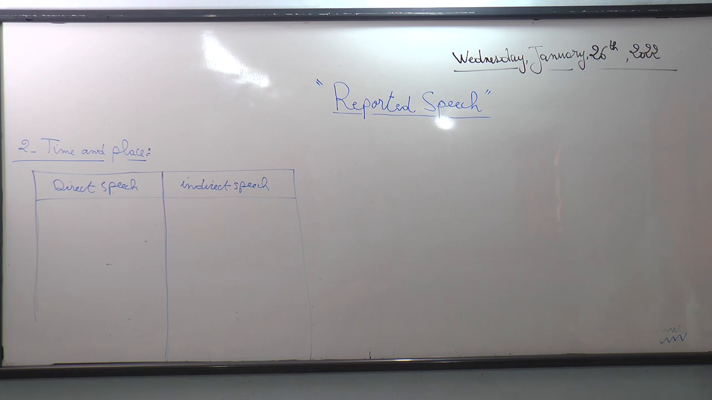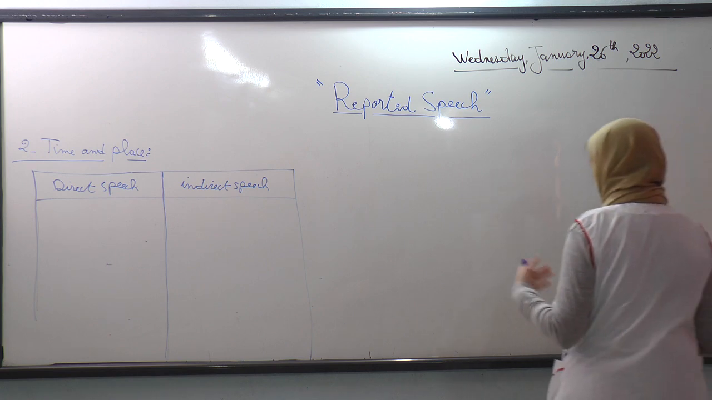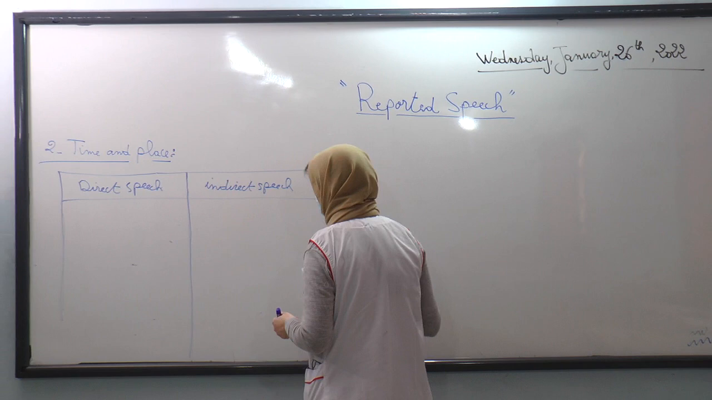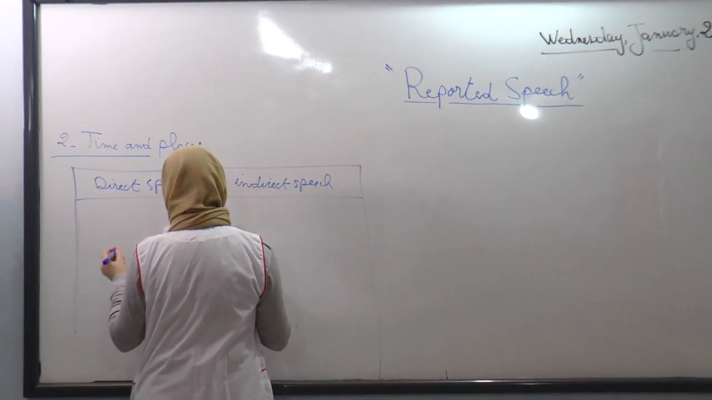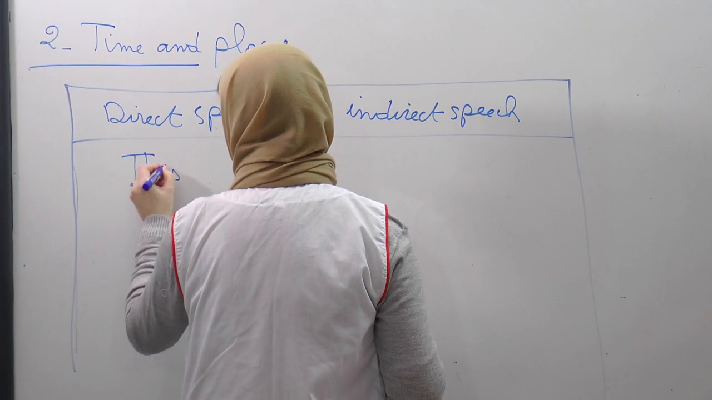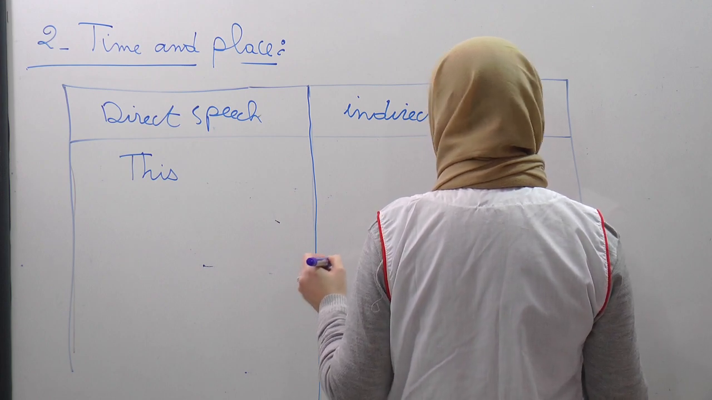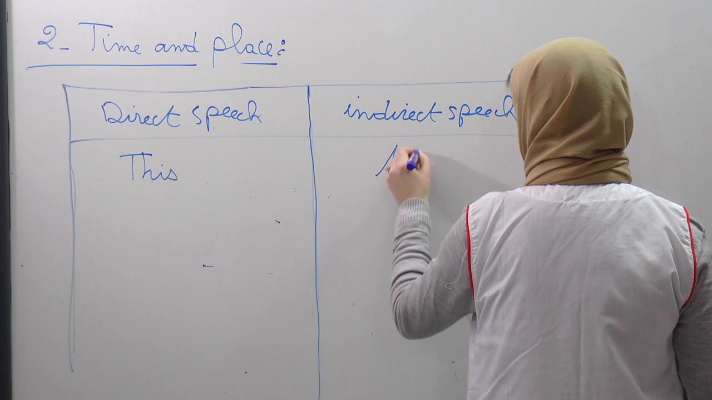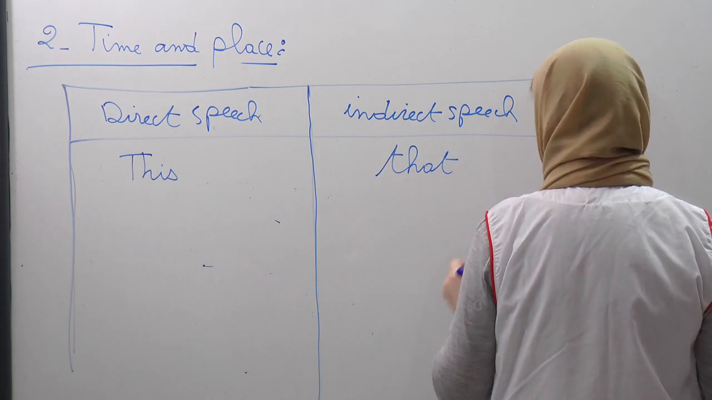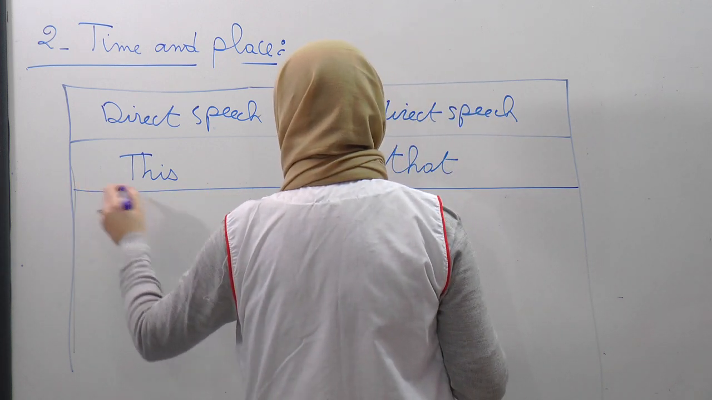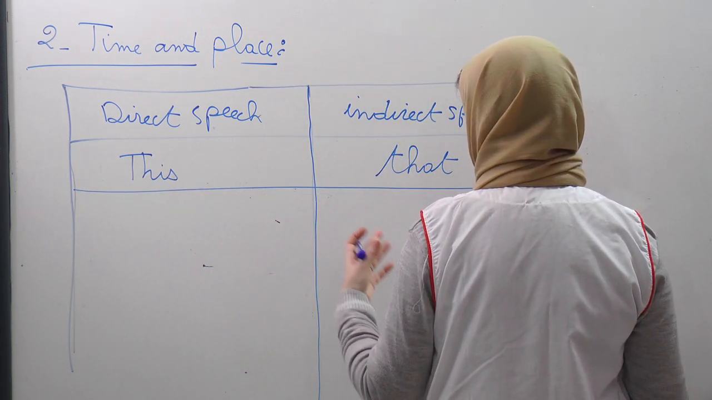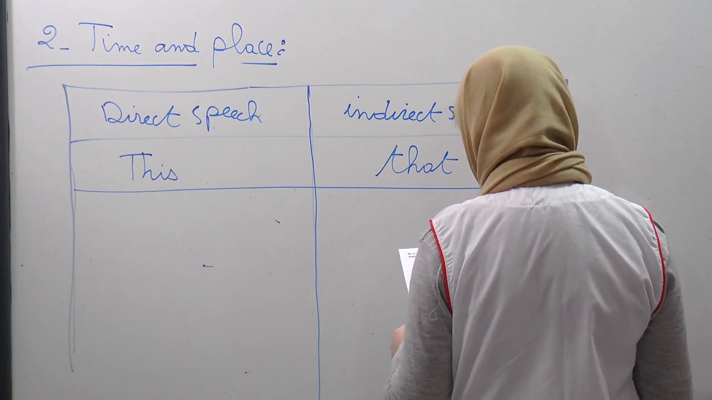Okay, so now this second part is concerning time and place. I'm going to give you the changes concerning time and places, pronouns and adverbs, and I'm going to give you also examples. So follow me. The first one is this. In direct speech, it is this. In indirect speech, it becomes that. This is the first word. We are going to deal with these words in examples when we make the practice.